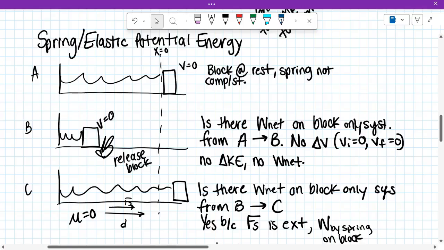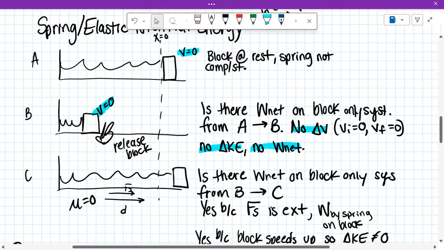So first question: is there some net work done on the block-only system from A to B? Now this is where it's important to keep in mind that work, in addition to being force times displacement, also represents a change in kinetic energy. At A, my initial velocity is 0. At B, my velocity is 0. So if there's no change in velocity, then there's no change in kinetic energy, so there's no net work done. Now there might have been work done from A to B, but overall during the entire trip, there is no net work done.